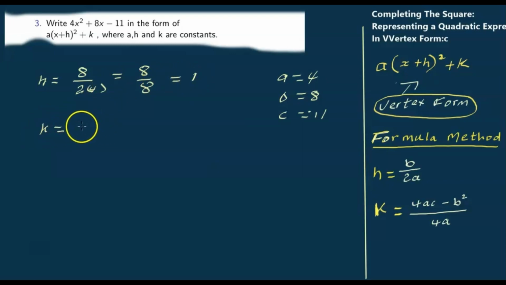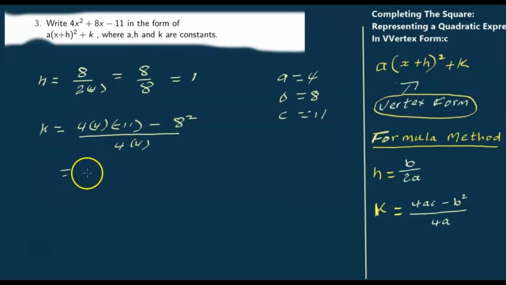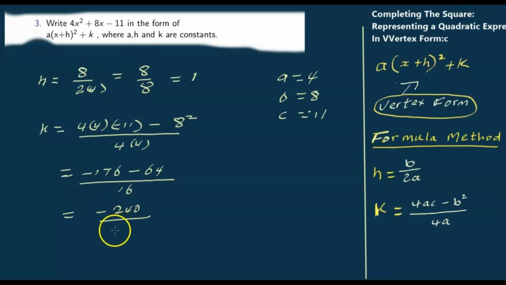Now k equals 4 times 4 times negative 11 minus 8 squared, all over 4 times 4, which is 16. Now the numerator works out to be 4 times 4 is 16, times negative 11, that will give us negative 176, minus 8 squared is 64. Having worked that out, we have arrived at the answer of negative 240. Negative 240 divided by 16 gives us an answer of negative 15. So k is negative 15.